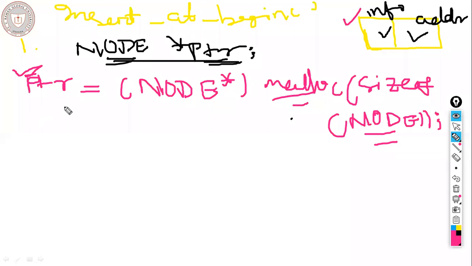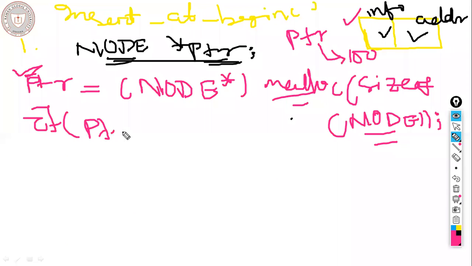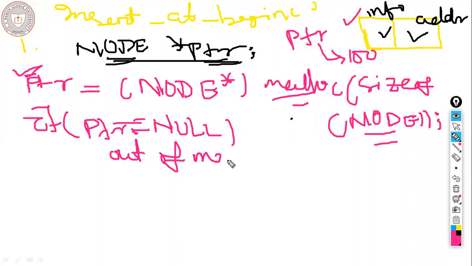If ptr is having some value, let the address be equal to 100, then what is the value of ptr? ptr is pointing to the address where the newly created node is present. If ptr is equal to null, then what happens? If ptr is equal to null, it is out of memory.